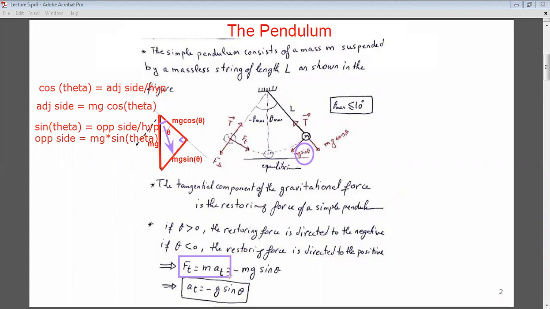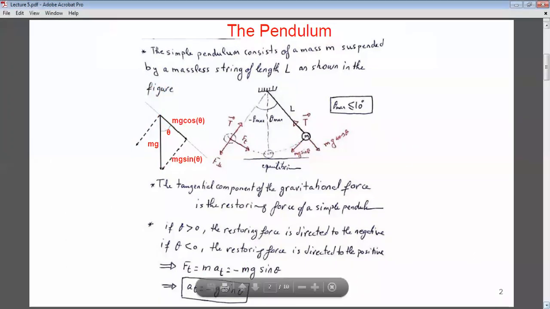Now, by comparing these two equations, m at equals minus mg sine theta, if we remove the m on both sides, we get at equals minus g sine theta. So this is the equation for the tangential acceleration in the case of the pendulum. Let's continue.